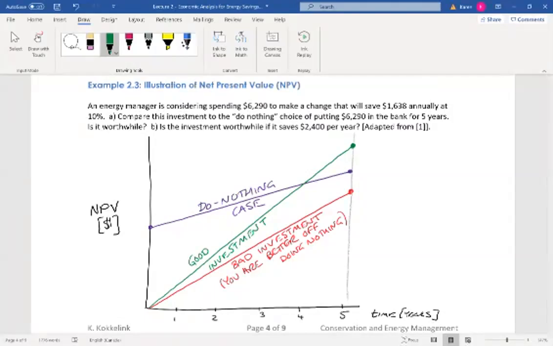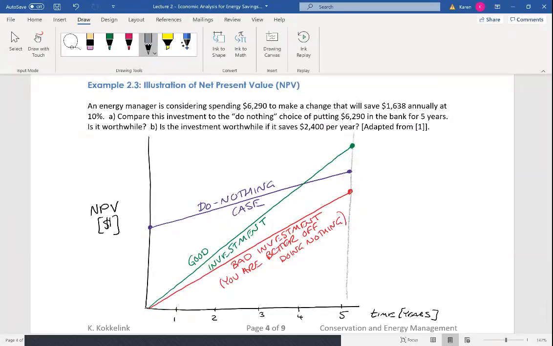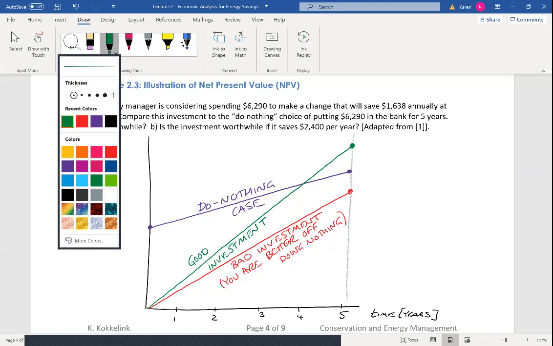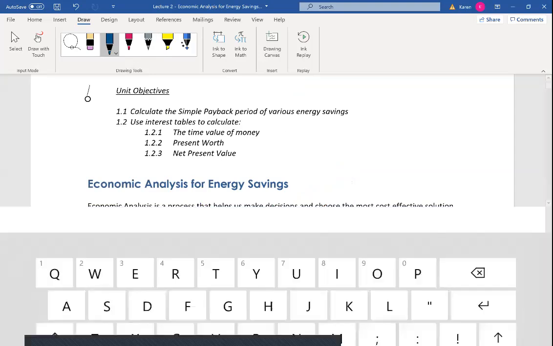So in the diagram, I have shown you a few cases. So first of all, here's the sit on the couch and do nothing case. I'm going to take some money, I'm going to put it in the bank, and I already know the interest rate in that bank, and I'm going to find out how much money that would give me if I sat on the couch and I just stuck that in the bank for 5 years.